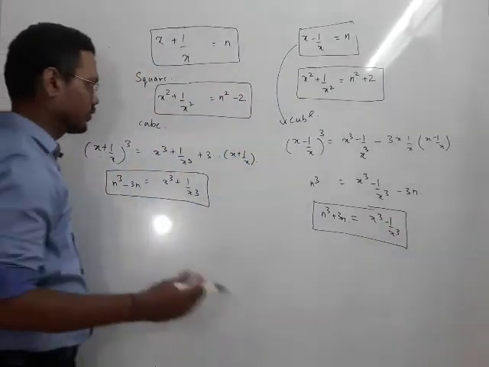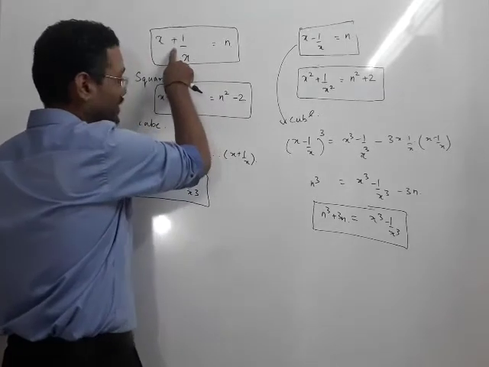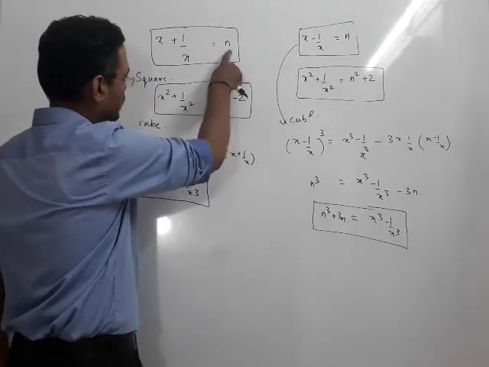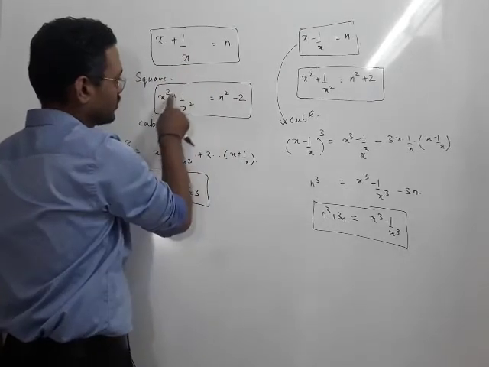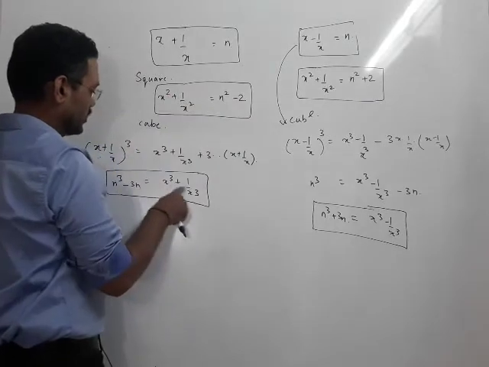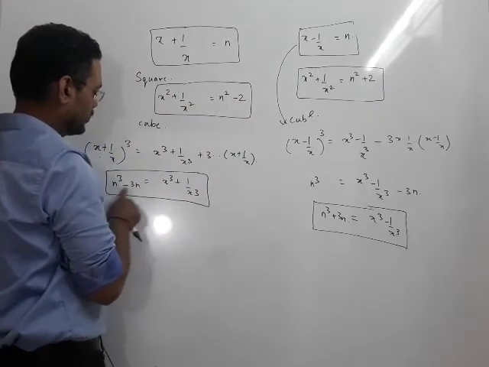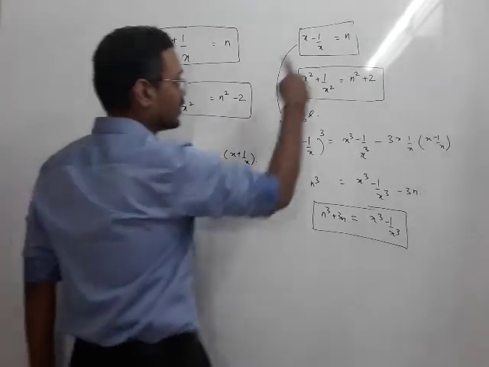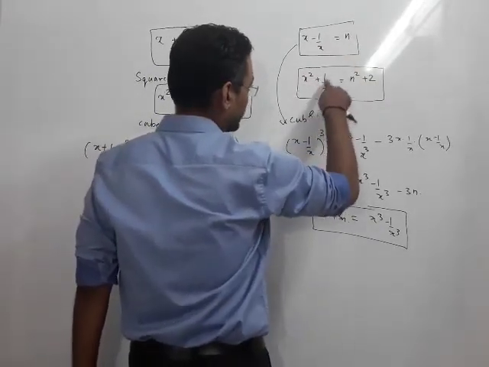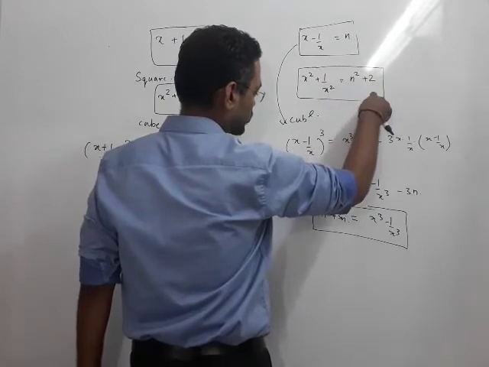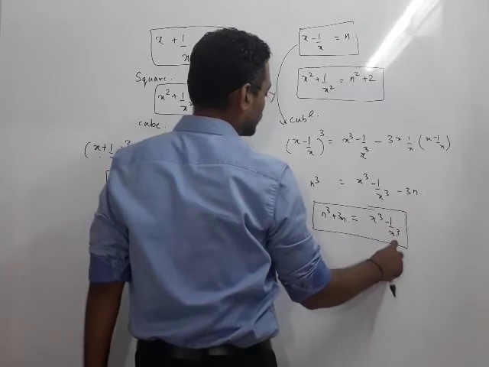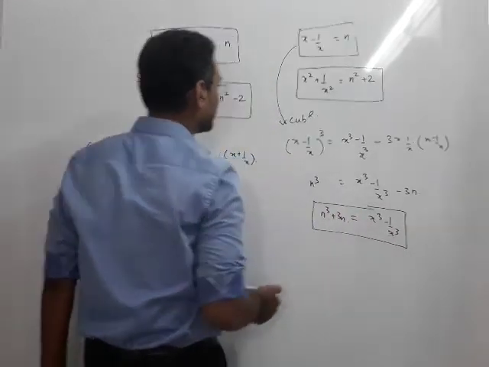In short, if you have to remember, always remember: when x plus is there, the right side will be minus. So when x plus is there, x square plus 1 by x square has to be n square minus 2, and x cube plus 1 by x cube will become n cube minus 3n. When x minus is there, the right side will become plus. So x square plus 1 by x square becomes n square plus 2, and x cube minus 1 by x cube will become n cube plus 3n.